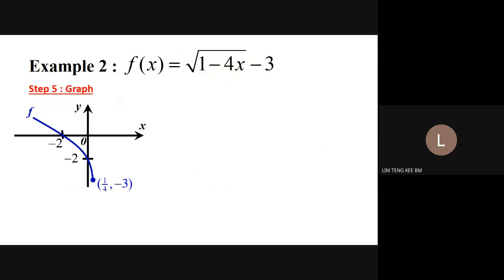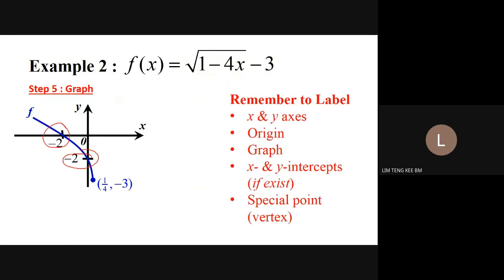We sketch our graph. Now this graph here, we sketch properly the x and y intercept positions. And therefore, we complete our graph. And again, remember, label your xy axis, label the origin, label the graph. The graph is called function f here again. The y and x intercept if they exist. Then at last, the special point, the vertex. Therefore, this is how we have done our graph sketching for the second example in square root functions.